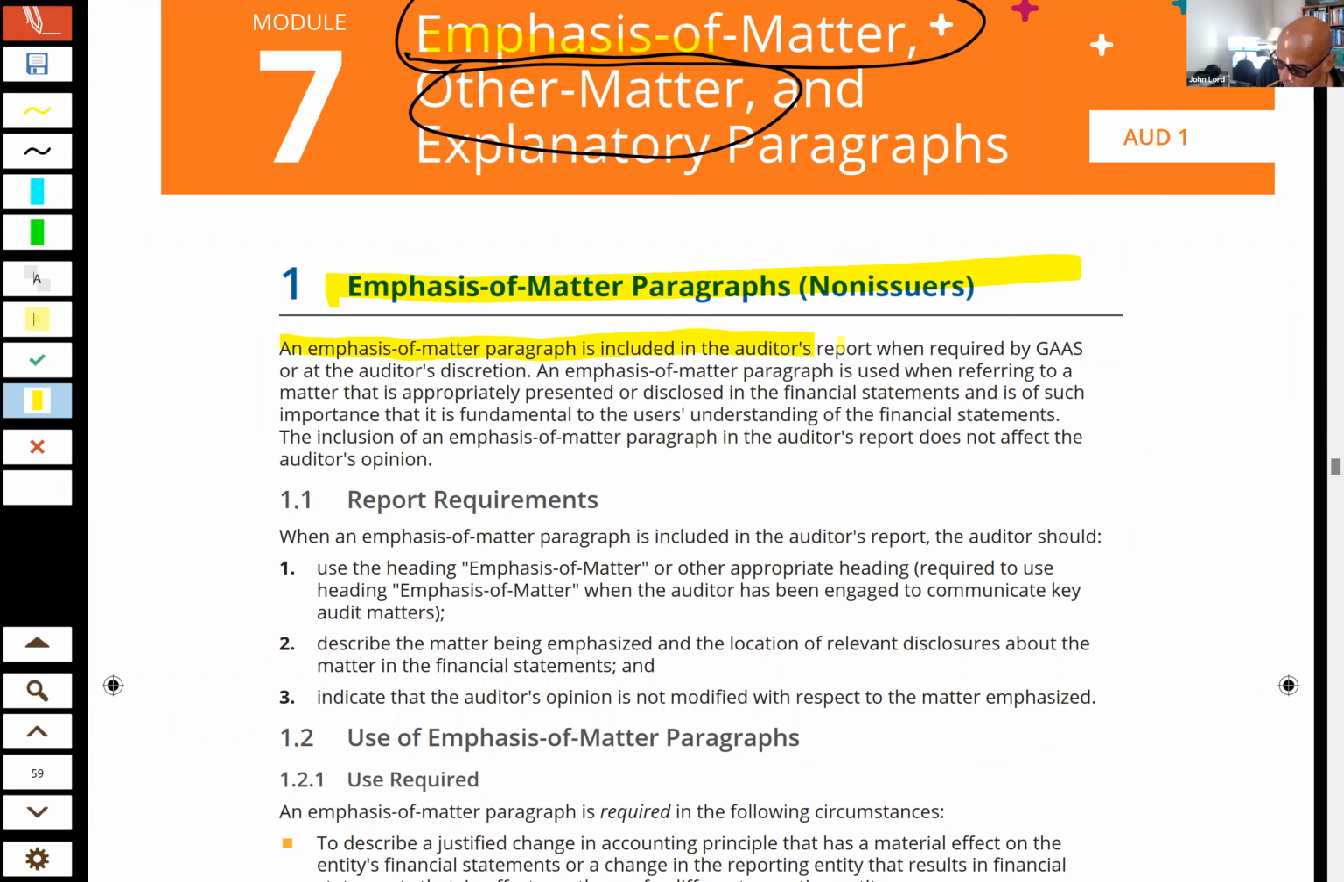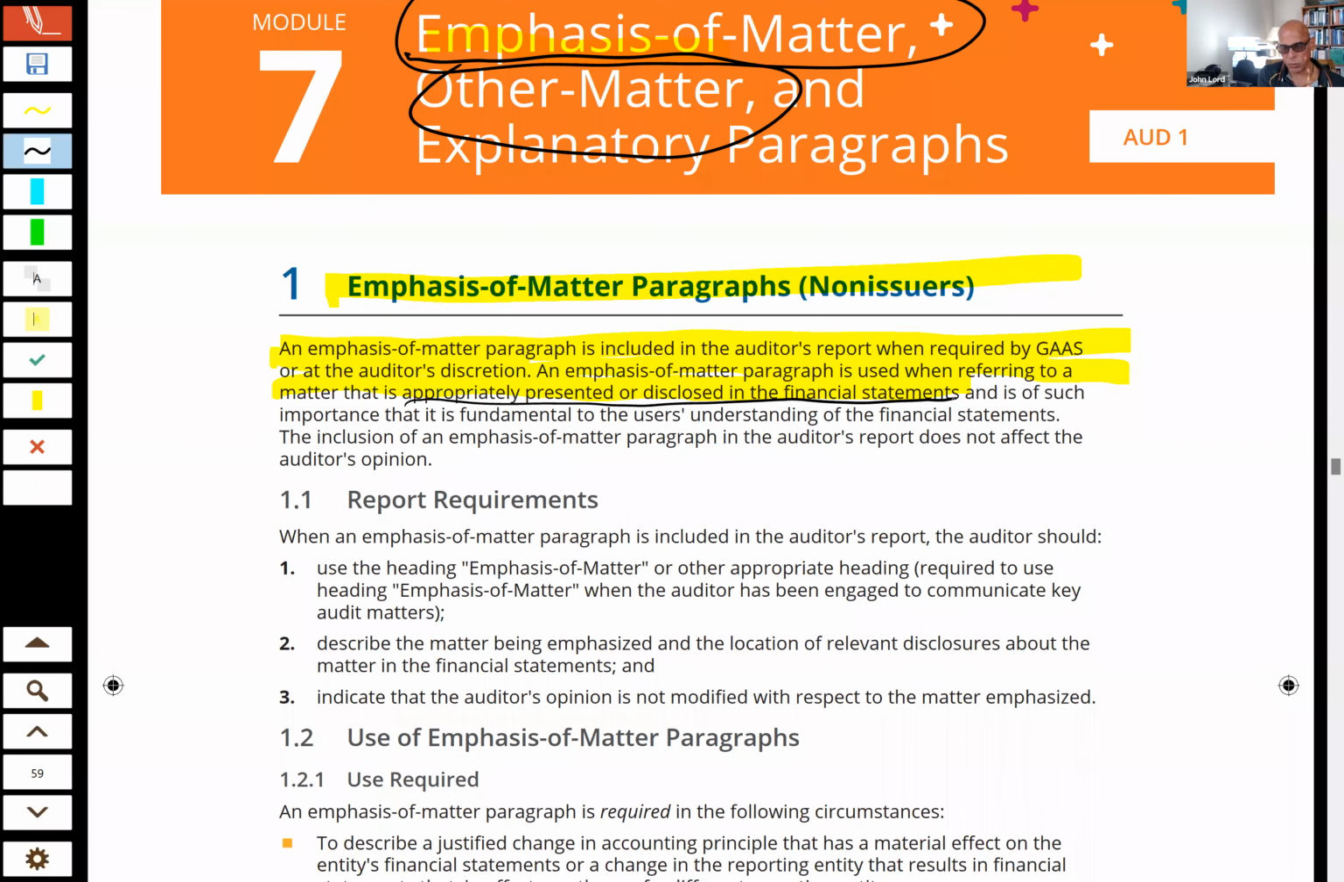And they tell us that an emphasis of matter paragraph could be required by GAAS or at the auditor's discretion if they believe there is a need for an emphasis of matter paragraph. The emphasis of matter is used when referring to a matter that is appropriately presented or disclosed in the financial statements. So what's happening? The entity has properly disclosed something in the financial statements, but the auditor makes a determination that they should also mention that in the audit report, and we're going to see them point to the location in the financial statements where that is.